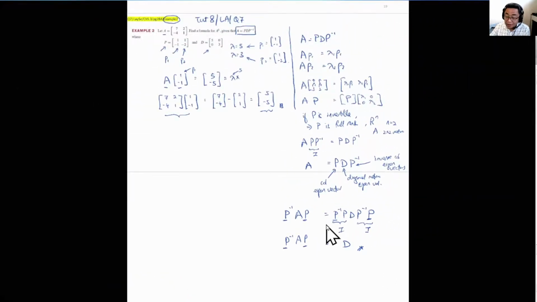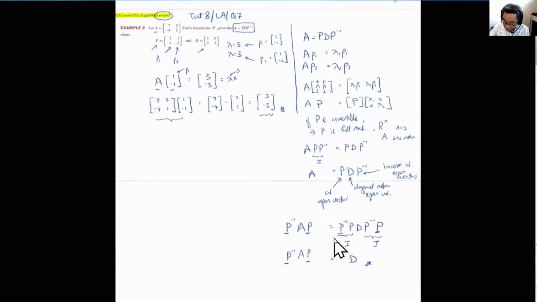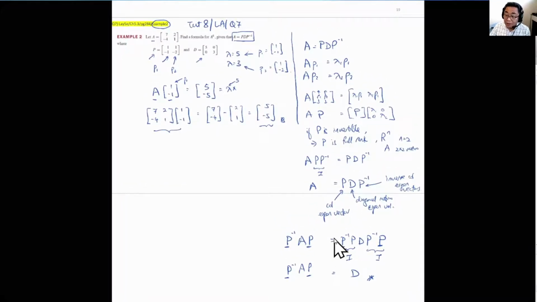So this is the nice picture that we have of these equations, right? But we haven't figured out how to do the questions yet, so we proceed.